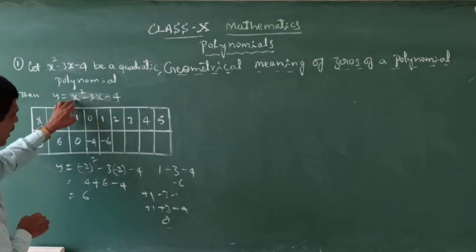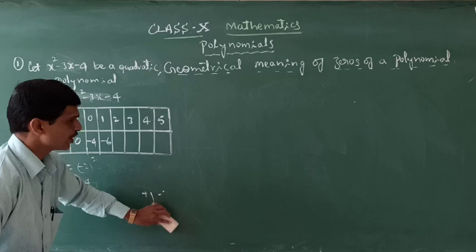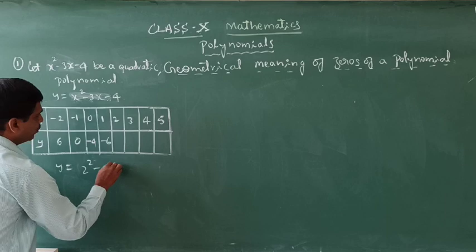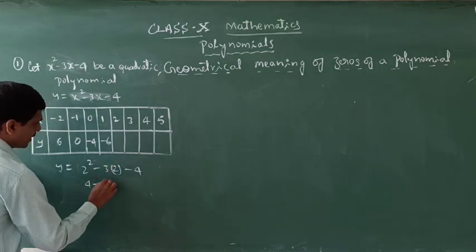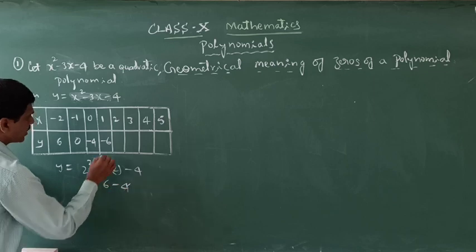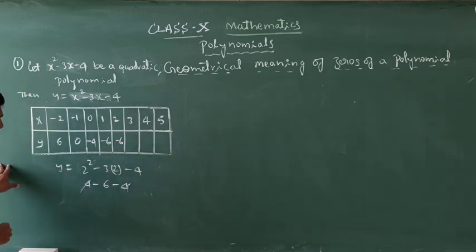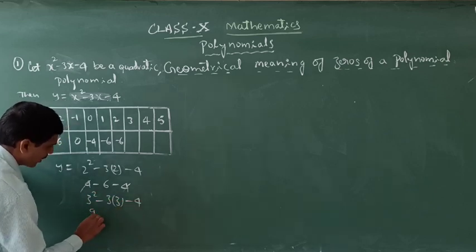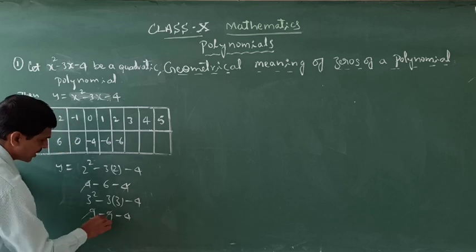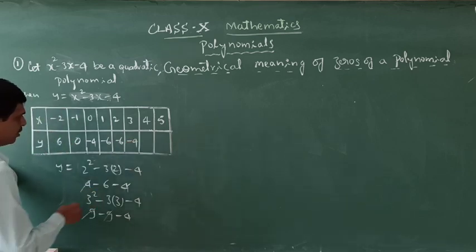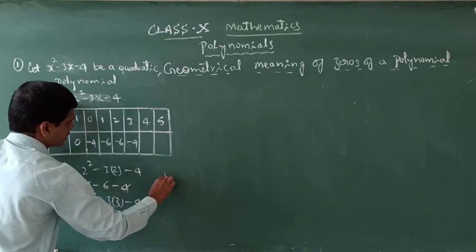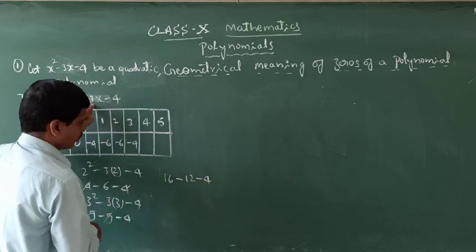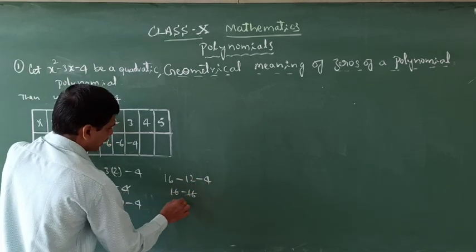Consider 2. 2 square, the same way. 2 square minus 3 into 2 minus 4. So therefore 4 minus 6 minus 4. This 4 cancels automatically. This is also equal to minus 6. In the same way 3 square minus 3 into 3 minus 4. 9 minus 9 cancels, so this is minus 4. Now 4 square: 16, minus 3 into 4 is 12, minus 4. Minus 16 plus 16 automatically get cancelled. It becomes 0.